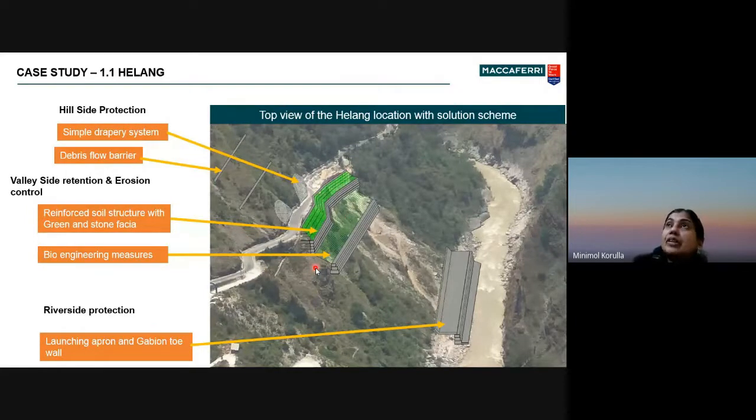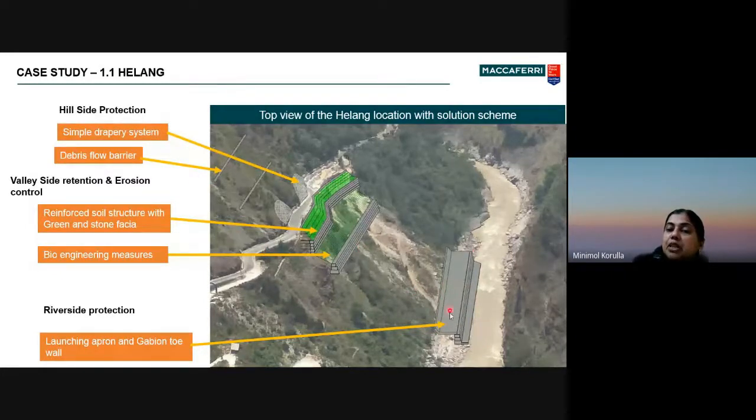And definitely with the adoption of flexible types of solutions, we can really reduce the cost, make long-standing structures, and cover more areas to protect. So the solution adopted here is a combination of a simple drapery system at the hillside, debris flow barriers, then reinforced soil structure at the bottom, the valley side, and river bank protection, because the Mandakini river flowing below is the origin of the complete slope instability here.